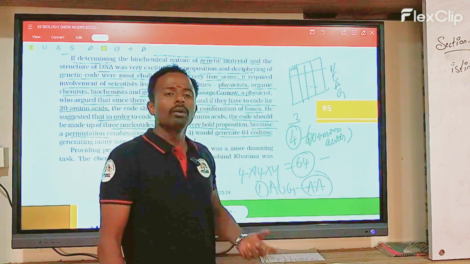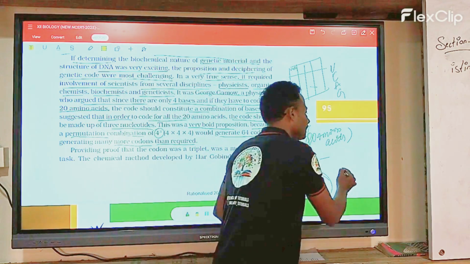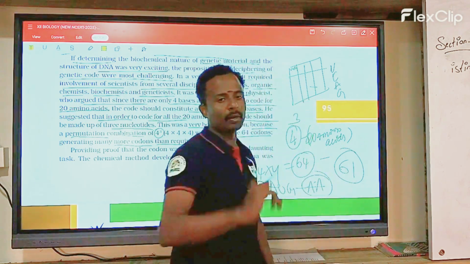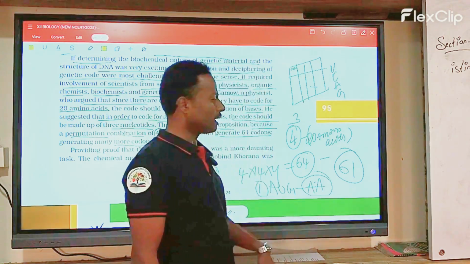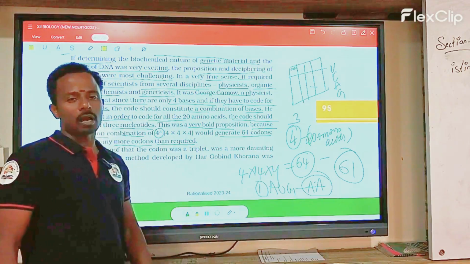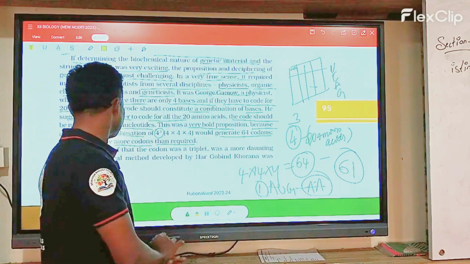What am I saying now? I am saying only one thing. Here 61 codons bind with a specific amino acid. Only 3 codons do not code for any amino acid. What will they be called? That comes next: the stop codons. Am I right?